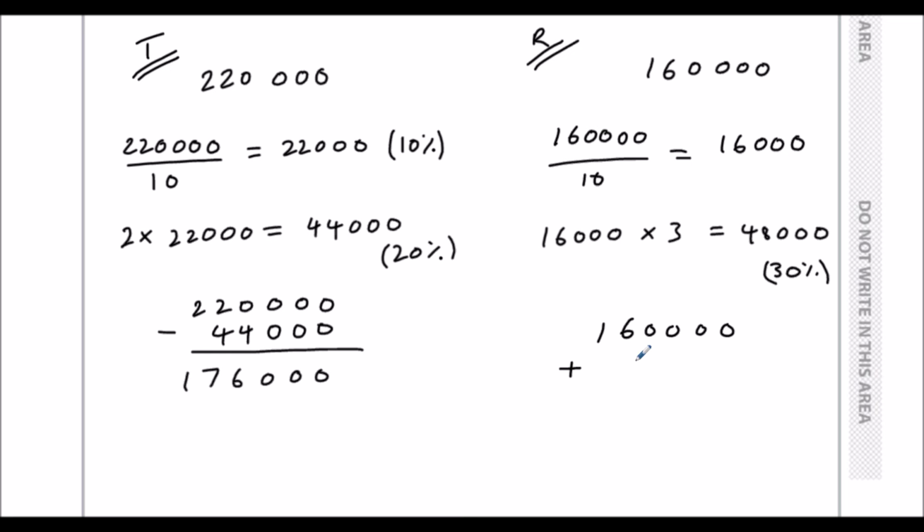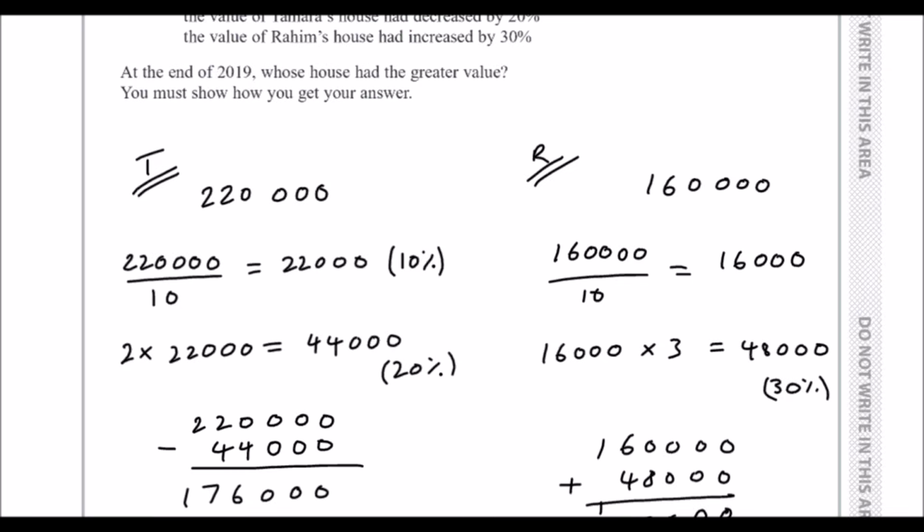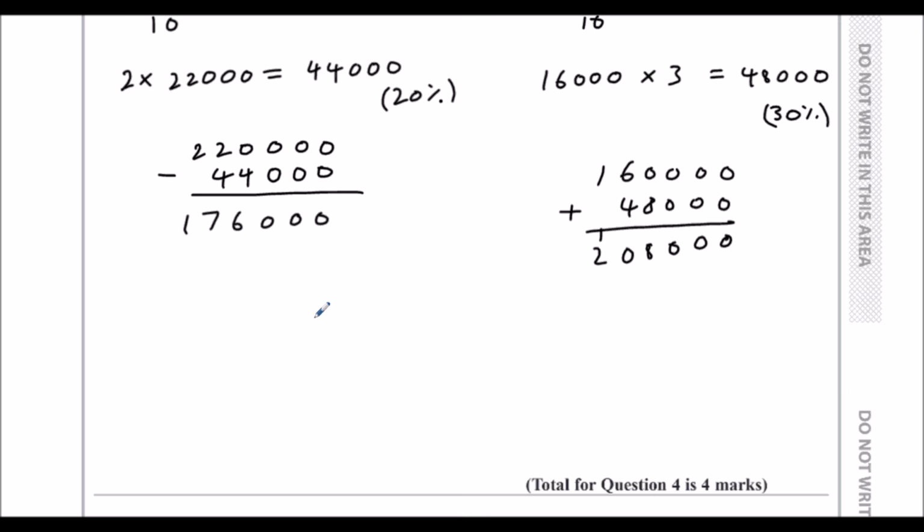160,000 plus 48,000. So that gives us 208,000. So whose house is worth more? Well, that's Rahim's house.